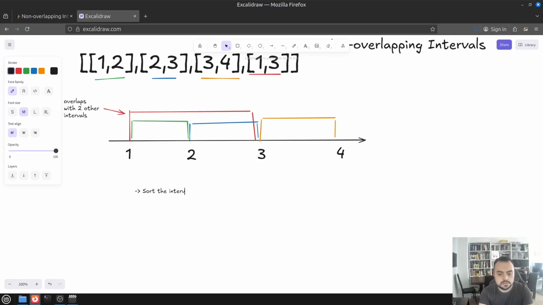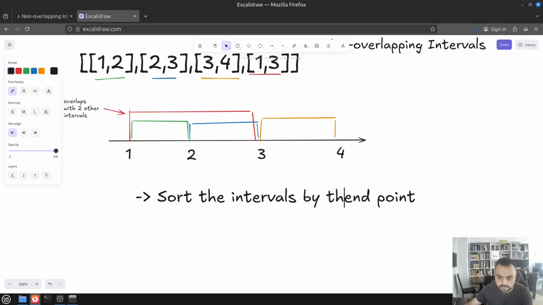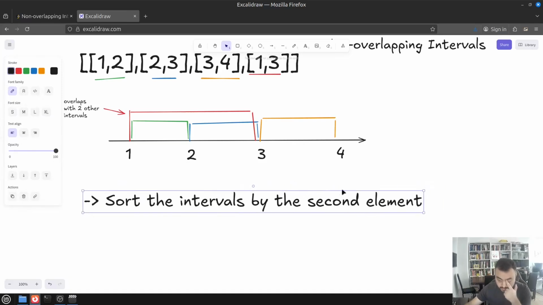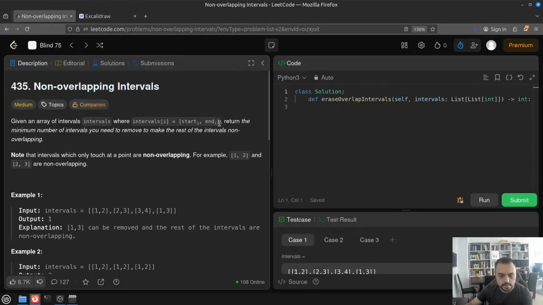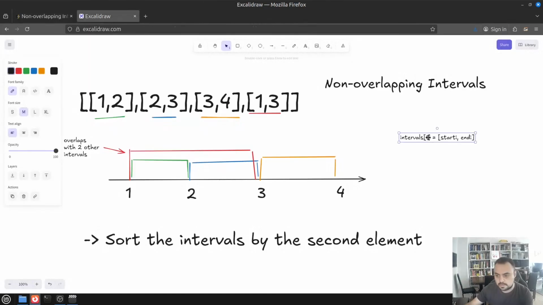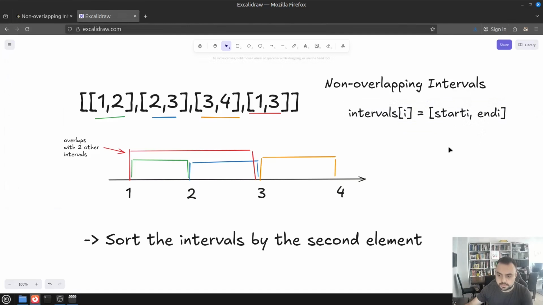Sort the intervals by endpoint, or by the second element. Don't write this name, maybe by the second element, like this. Yeah, and inside our interval, we have, of course, two elements, start and end.